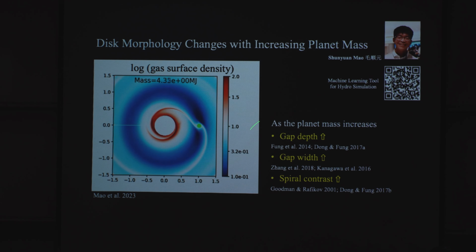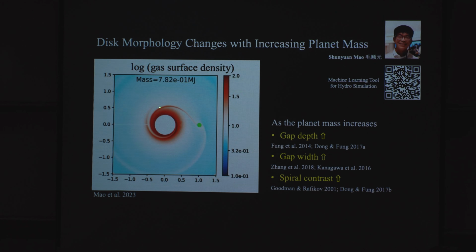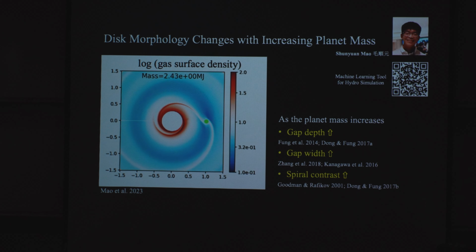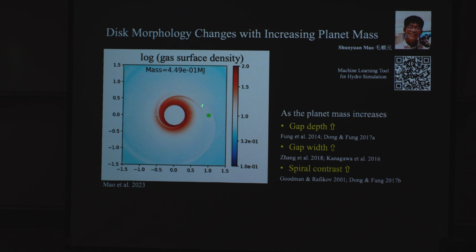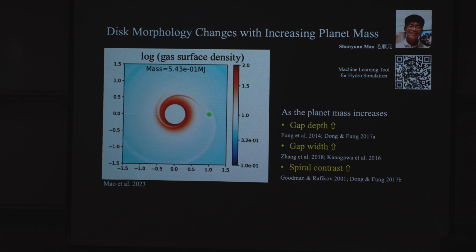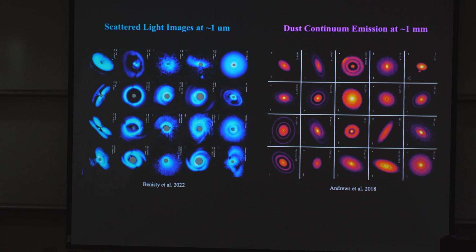Now, all these relations can be quantified, and if you can measure, for example, how deep the gap is, or what is the contrast of a spiral arm in a disk, you can use these relations to back out the mass of the planet. And if you do that to a whole bunch of disks with structures, you can infer a population of planets forming in disks. That has actually been done before.